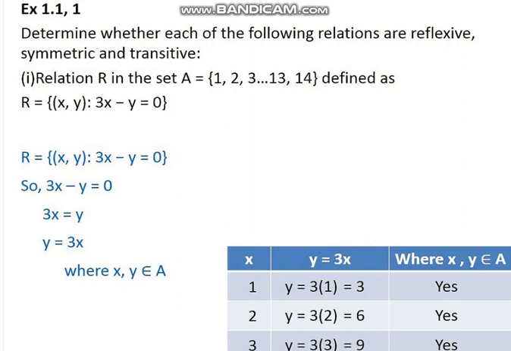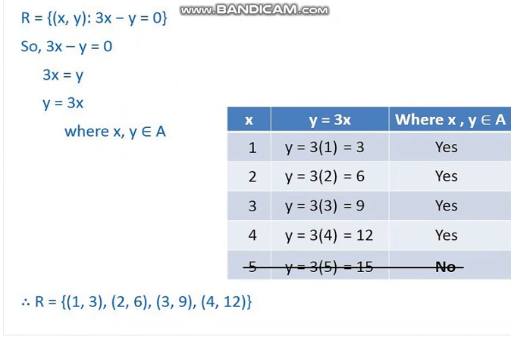Similarly, when x is equal to 2, y is equal to 6. 6 also belongs to set A. Then when x is 3, y will be 9. Again 9 belongs to set A. Similarly, when x is 4, y is equal to 12, which belongs to A. But when x is equal to 5, your y will be 15, where 15 does not belong to set A. So this relation R will contain only (1, 3), (2, 6), (3, 9) and (4, 12). Only 4 ordered pairs R will contain.